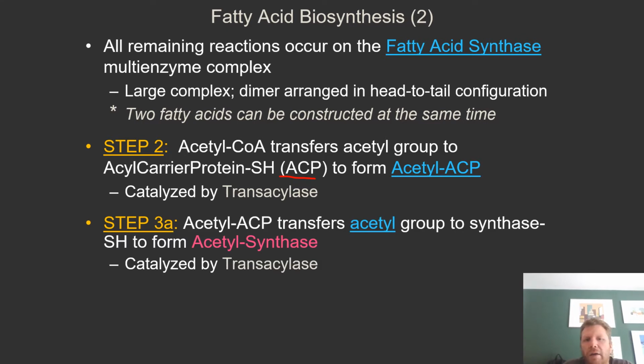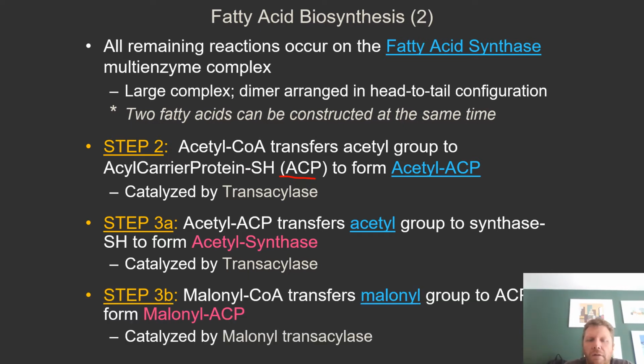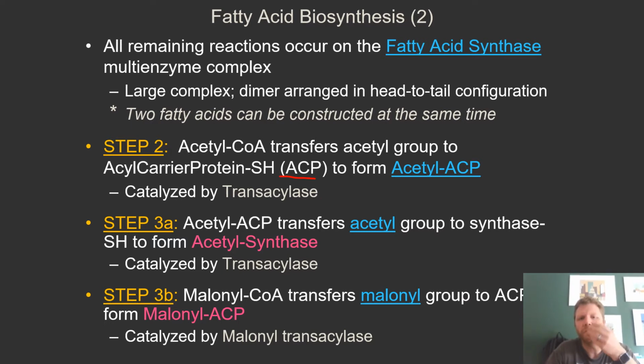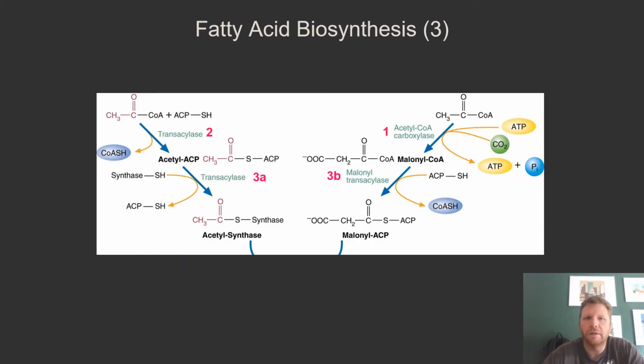Step 3A, acetyl ACP transfers acetyl group to synthase to form acetyl synthase. This is catalyzed by a transacylase. Step 3B, malonyl CoA, if you remember the product from our very first reaction, transfers the malonyl to the acyl carrier protein to form malonyl ACP. This is catalyzed by malonyl transacylase.